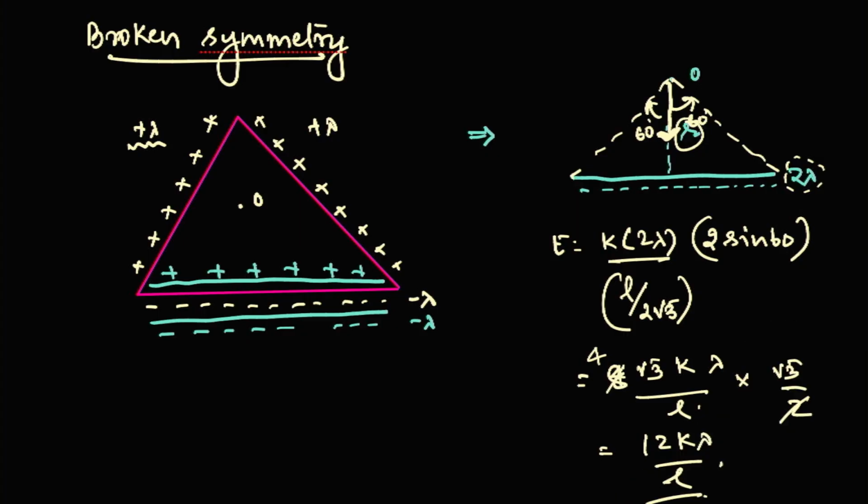Just have a look at it. Broken symmetry, sir: every wire is plus plus plus, but only in this particular one you are having minus. So I have taken one wire of positive charge and another wire of negative charge. So at this point, if I want to find the electric field, I'll be getting 2 lambda charge density across this wire. At the point O, I need to find the electric field. So the net electric field is in this direction. So that comes out to be K 2 lambda by L by 2 root 3 into 2 sine 60. Understood?